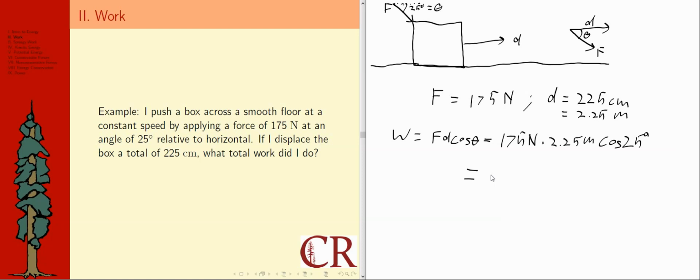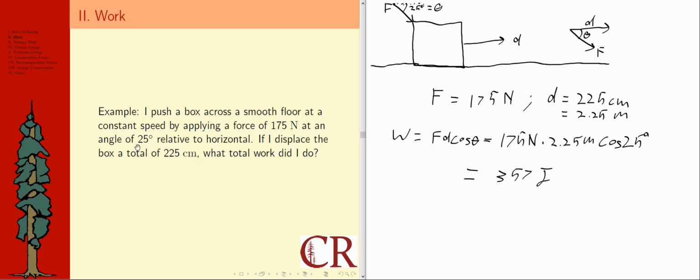Anyways, having put that into the SI base units, or derived units in the case of the newton, I'm going to put into my calculator 175 times 2.25 times the cosine of 25 degrees. And my calculator says 356.8586911. But let me see. I think maybe 3 significant figures is probably going to be okay here. 357. And again, newton times meter, but I can safely turn that into a joule.